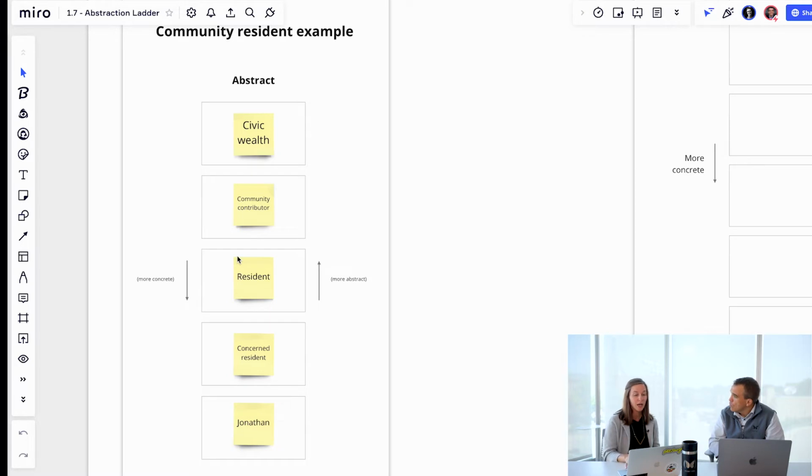It's one thing to talk about residents in a broad term, but then getting more concrete to say, what's Jonathan's experience? What does that look like? How does it play out? How does he interact with these systems? That can give really concrete details that can guide someone's project or what they're working on.